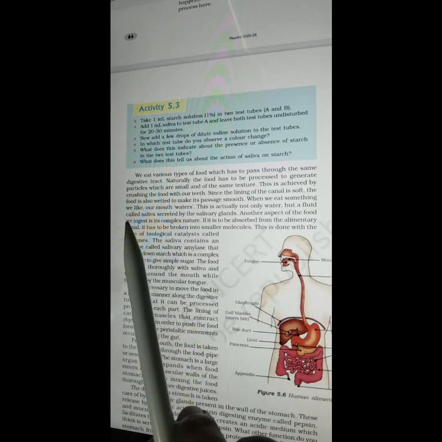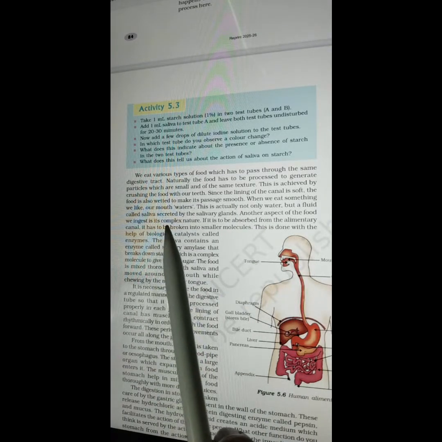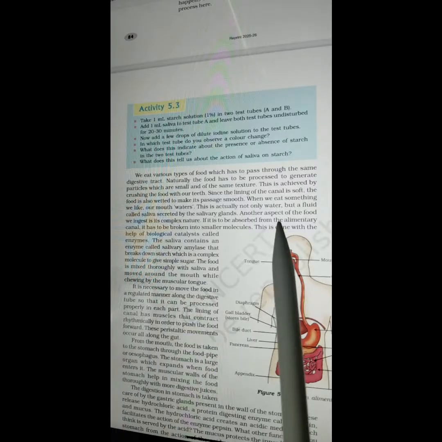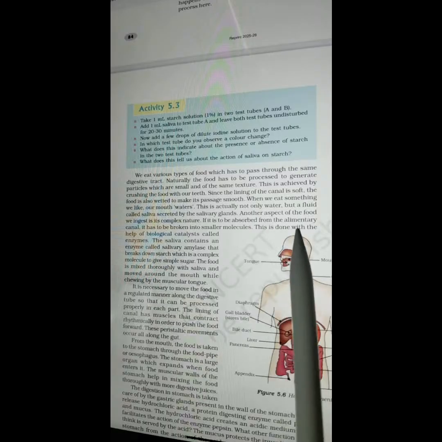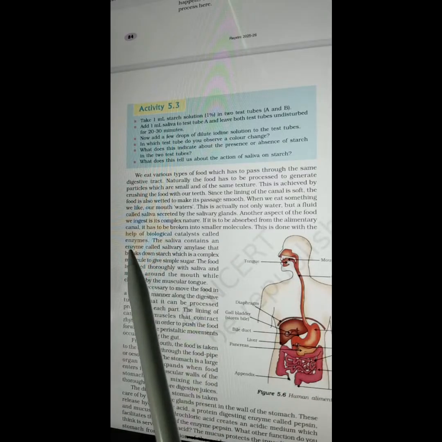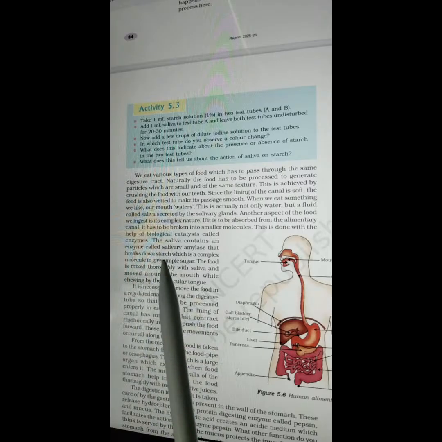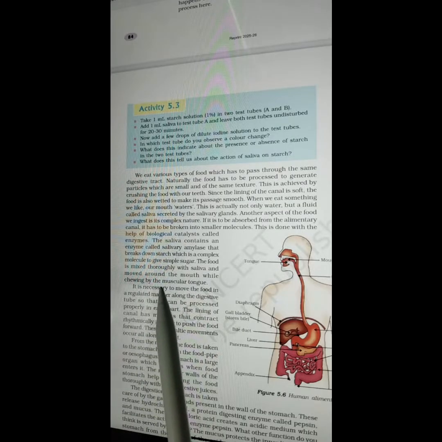When we eat something we like, our mouth waters. This is actually not only water but a fluid called saliva secreted by the salivary glands. Another aspect of the food we ingest is its complex nature. If it is to be absorbed from the alimentary canal, it has to be broken down into smaller molecules. This is done with the help of biological catalysts called enzymes. The saliva contains an enzyme called salivary amylase that breaks down starch, which is a complex molecule, to give simple sugar. The food is mixed thoroughly with saliva and moved around the mouth while chewing by the muscular tongue.